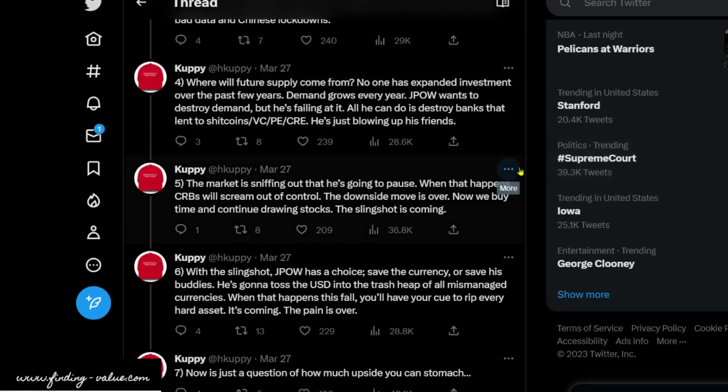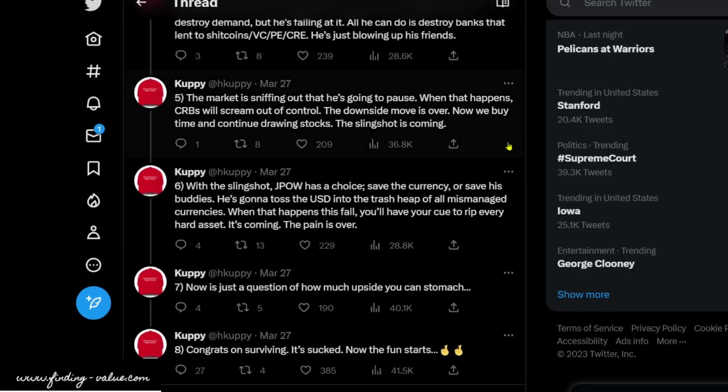No one has expanded investment over the past few years. Demand grows every year. J-Powell wants to destroy demand, but he's failing at it. All he can do is destroy banks that lent to crap coins, VCs, PE, CREs. He's just blowing up his friends. The market is sniffing out that he's going to pause. When that happens, CRBs will scream out of control. The downside move is over. Now we buy time and continue drawing stocks.